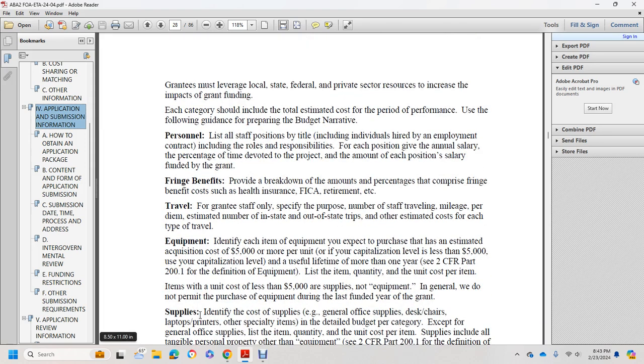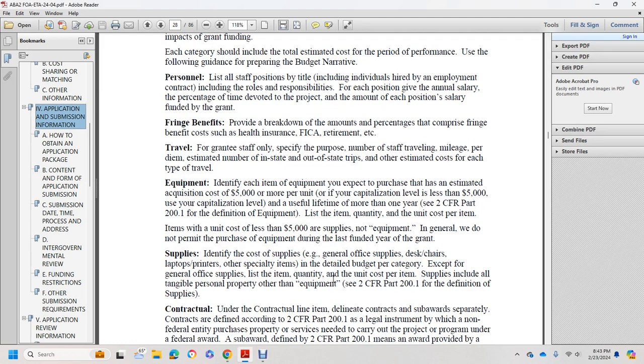Equipment. Identify each item of equipment you expect to purchase, with an estimated acquisition cost of $5,000 or more per unit, a capitalization level of $5,000, and a useful life of more than 1 year, per Title 2 CFR Part 200 definition of equipment. List the item and quantity with the unit cost per item. Items with a unit cost of less than $5,000 are supplies, not equipment in general. We do not require purchasing equipment during the last funded year of the grant.